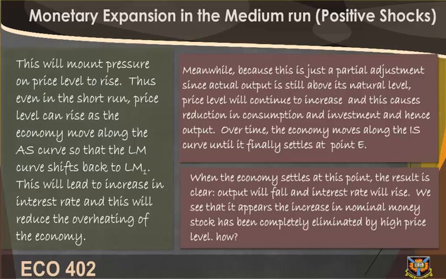Meanwhile, because this is just a partial adjustment, since actual output is still above its natural level, price level will continue to increase, and this causes a reduction in consumption and investment and hence output. Over time, the economy moves along the IS curve until it finally settles at point E. When the economy settles at this point, the result is clear. Output will fall and interest rate will rise.